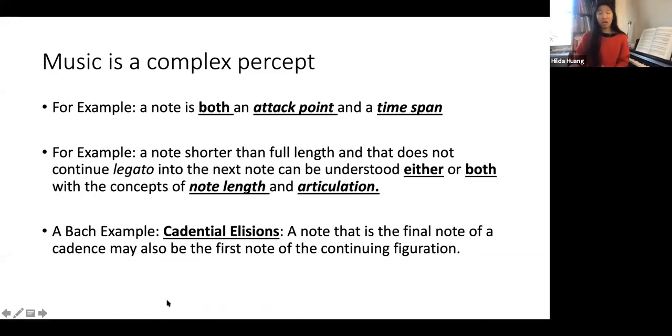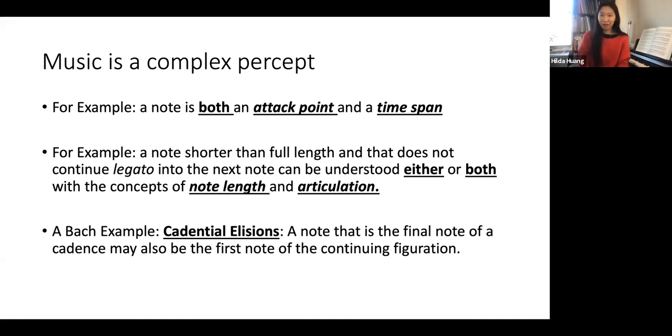Music is a really complicated percept, just like any kind of language. I pointed out the ambiguity between that space between one note and another. I called it the ambiguity of note length and articulation. But actually, earlier on, I even told you about another ambiguity. I said that a note is both an attack and also a time span.